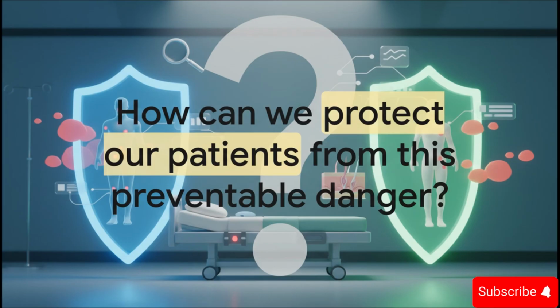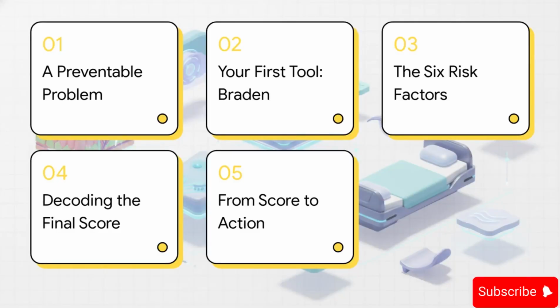So the big question is, how do we get ahead of this? How do we protect them from this danger that honestly is so often preventable? Well, let's dive in. Here's our game plan. We're going to start with why this is such a big problem. Then we'll introduce our main tool, the Braden Scale itself. After that, we'll break down the 6 key risk factors it looks at, learn how to add up the final score, and then, this is the most important part, turn that score into a real plan of action.